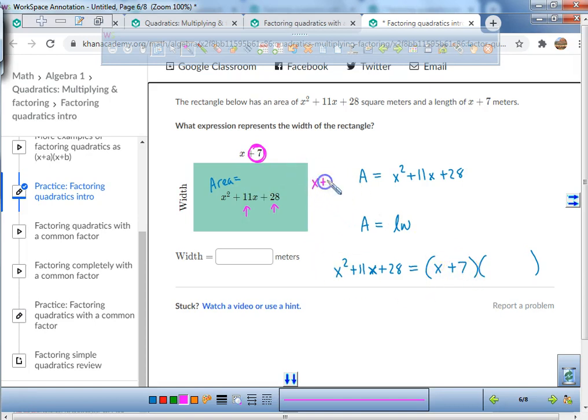So that's pretty easy, right? It's just got to be x plus 4. What's 7 plus 4? 11. What's 7 times 4? 28. So the width is going to be x plus 4 meters. And I'm just going to put x plus 4 for the answer.